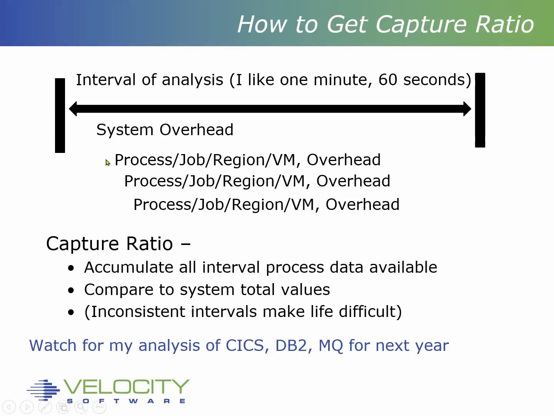We have the system overhead, and then there's whatever's going on, whether it's the process, the job, the region, the virtual machine, whatever platform you're on. There are all these different components that we then need to add up to say, okay, this is what happened during that interval. So when we talk about the capture ratio, really we're looking at accumulating all of the work processes that happened during that interval, adding up the system overhead, and seeing if that adds up to 100%.